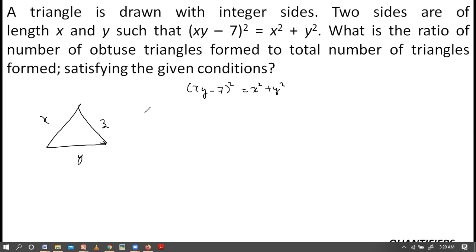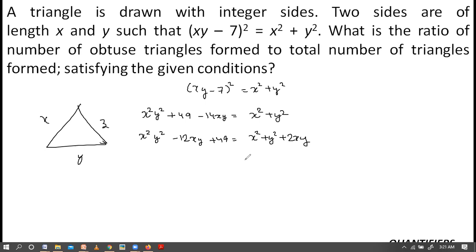What is the LHS? LHS is nothing but x^2 y^2 + 49 - 14xy, is equal to x^2 + y^2. Adding 2xy to both sides, it will become x^2 y^2 - 12xy + 49 is equal to x^2 + y^2 + 2xy. Right, this is the result. So this part has become (x + y) whole square. Now if there was a square on the left hand side also, it would be easy to compare, as I told you. So what can I transform it into?